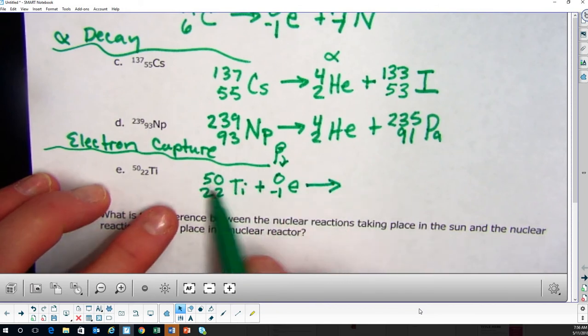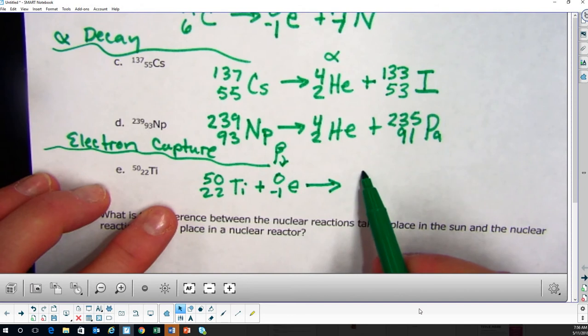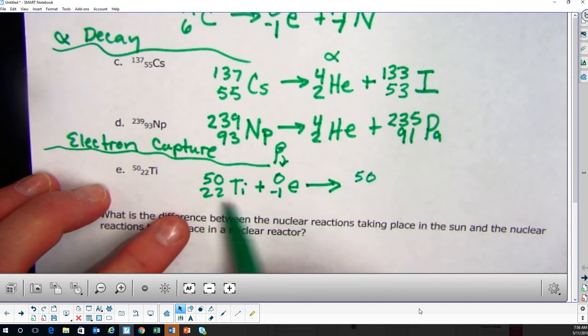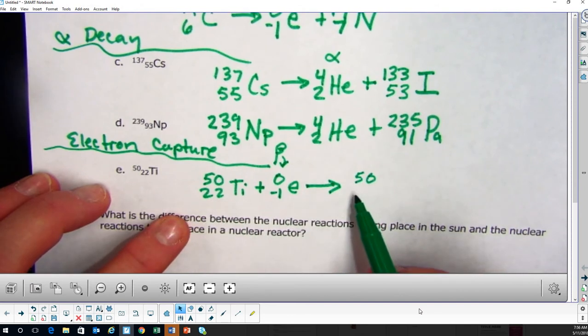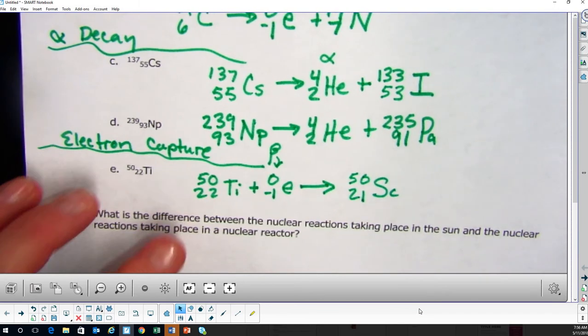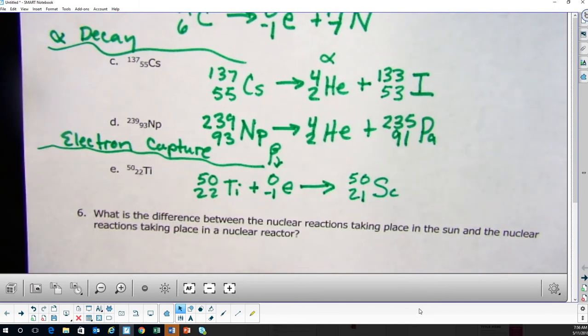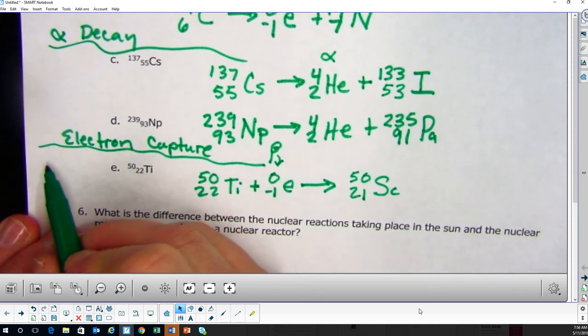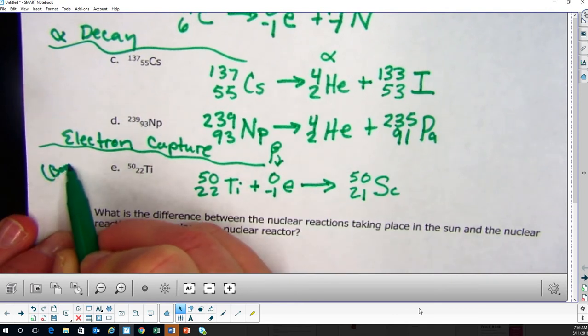So 50 plus 0 is 50. 22 minus 1 is 21. 21 on the periodic table is scandium. Okay? So you should be able to do any of these that I ask. So if it's decay, the arrow points to it. If it's capture or bombard, so I'm going to also put bombard here.